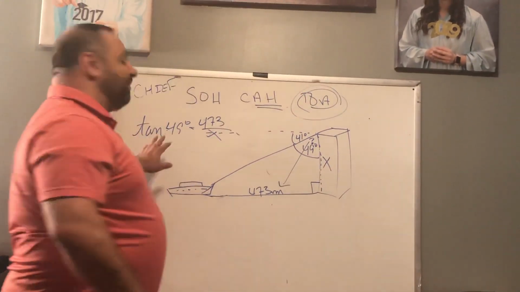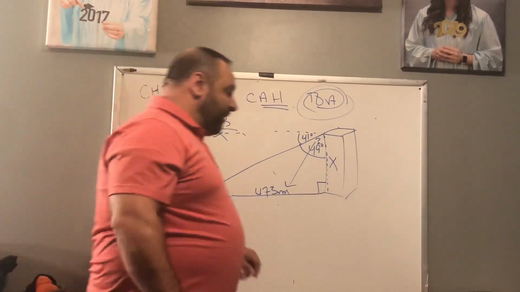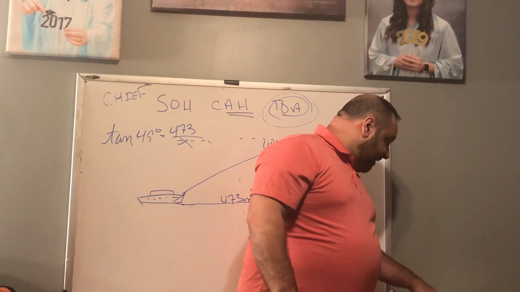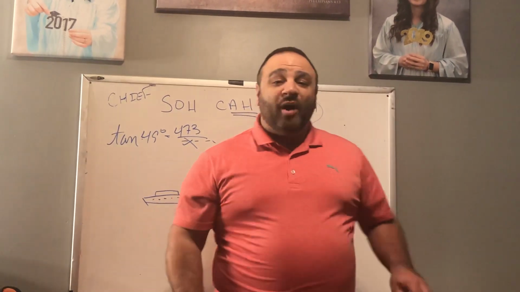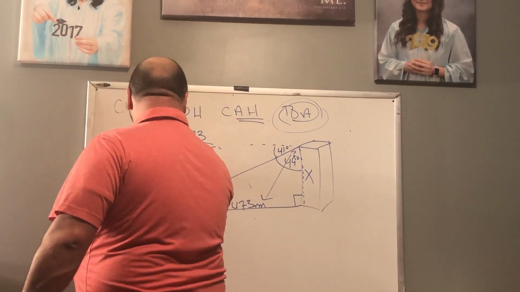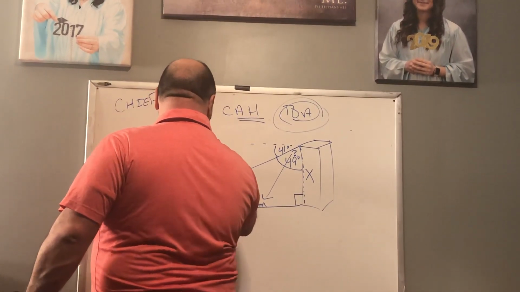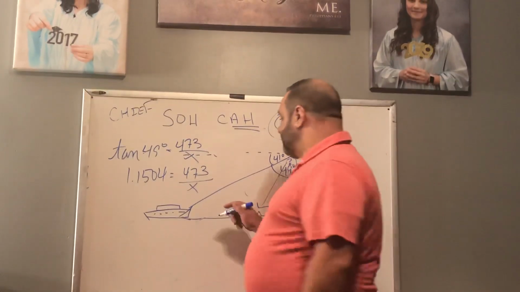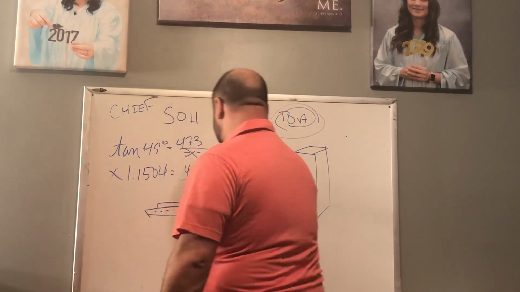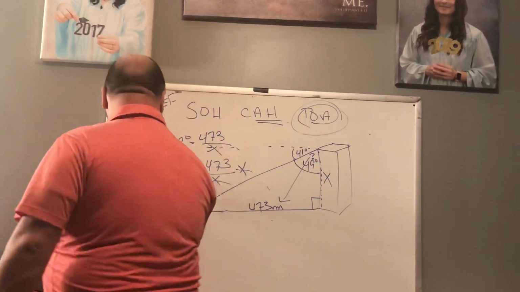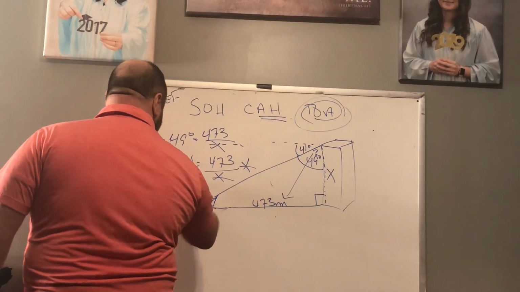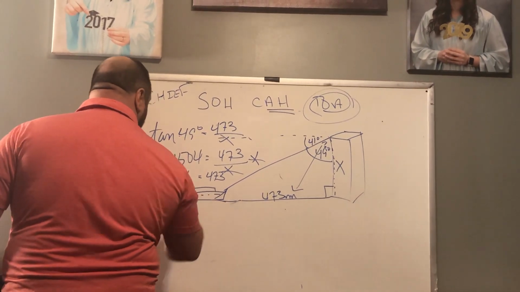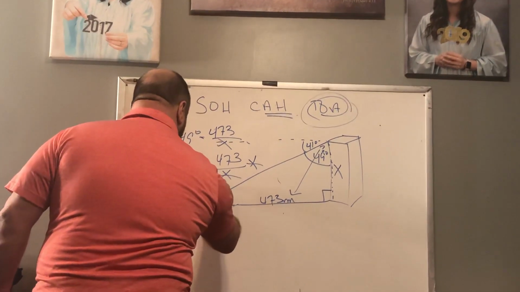Let's find the tangent of 49 degrees. We're looking at number 7 here. The tangent of 49 degrees would be 1.1504. Now let's get x by itself. So let's begin to multiply. The x's cancel out, and then we have 1.1504x is equal to 473. Divide both sides by 1.1504.